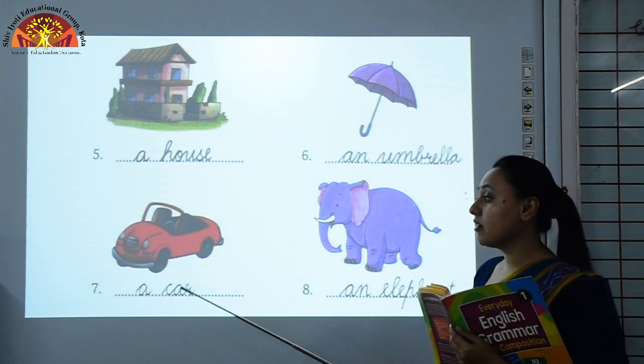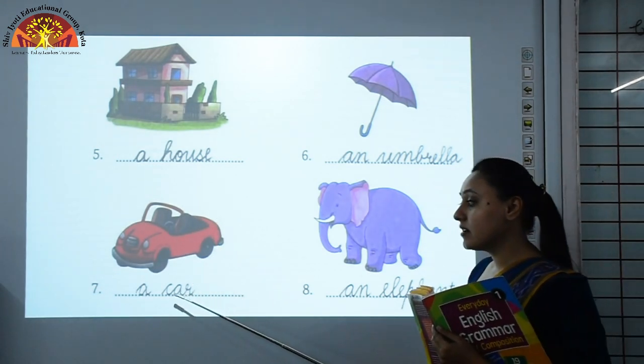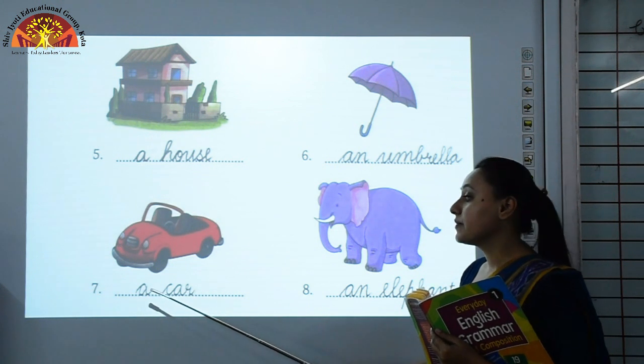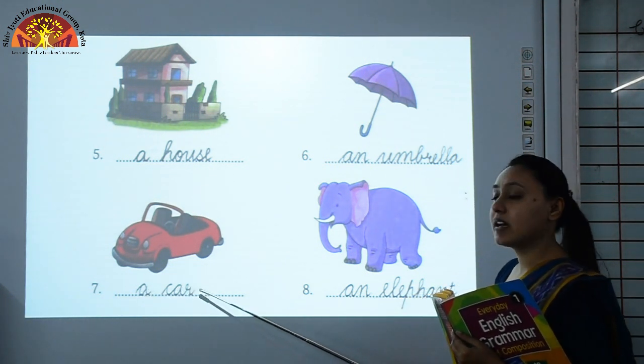Now look at number 7. This is the picture of red car. So we will write car here, and car is a consonant sound word. So we will add A before car, a car, C-A-R, car.